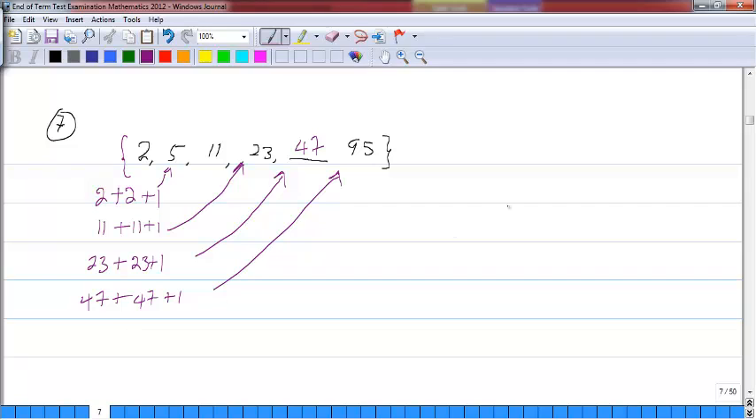Now 47 and 47, 7 plus 7 is 14, put down the 4, carry 1, and 4 and 4, 8 and 1, 9. Then you add 1 to that and you get 95. So our answer is correct. And for 47 it would be C.